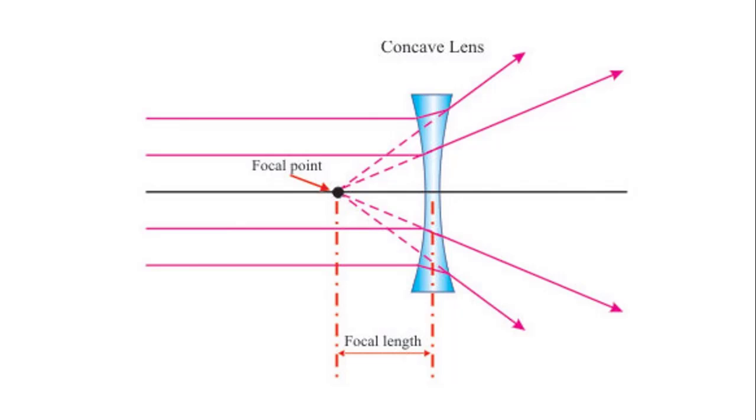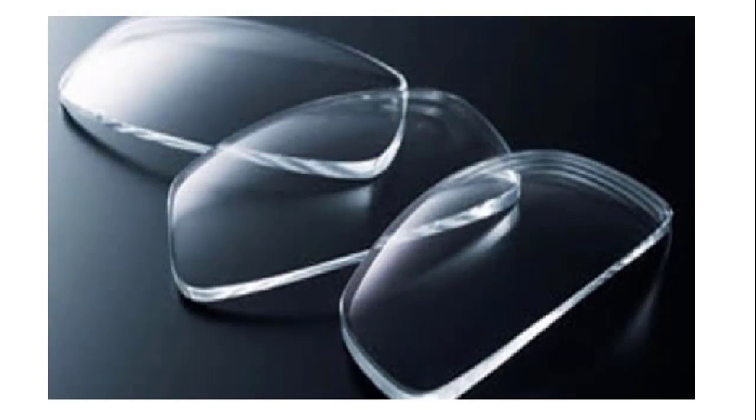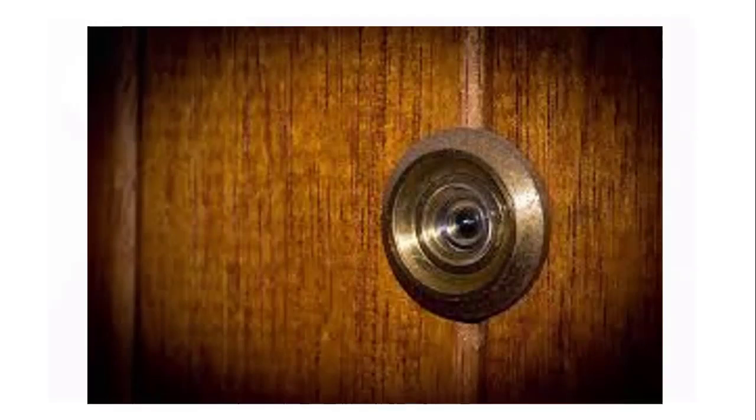The image formed by a concave lens depends on the distance of the object from the concave lens. Concave lenses are used in the peepholes in the doors of hotel rooms. Concave lenses are used in making spectacles also.